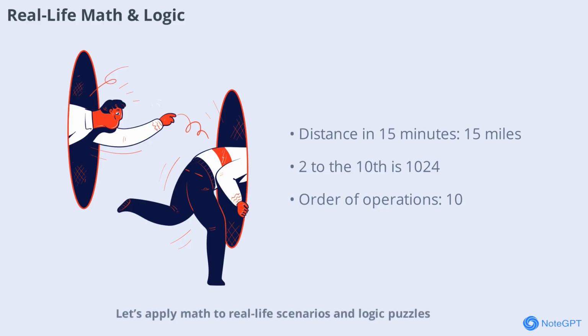Let's apply math to real-life scenarios and logic puzzles. Imagine a car traveling at 60 miles per hour. In 15 minutes, which is a quarter of an hour, it will cover 15 miles. Next, what's 2 to the power of 10? That's 1024, multiplying 2 by itself 10 times.